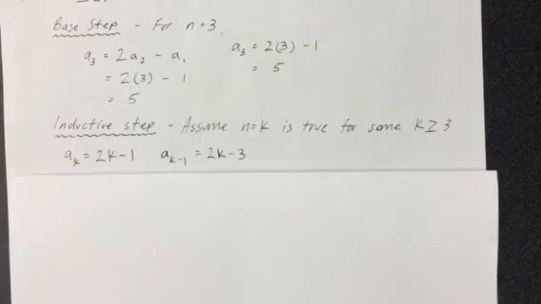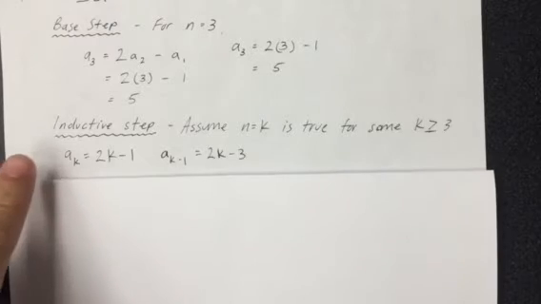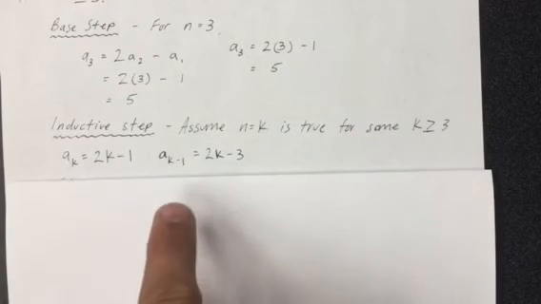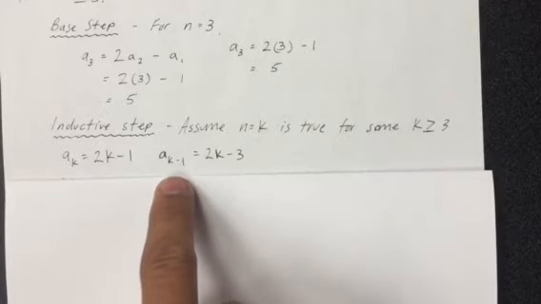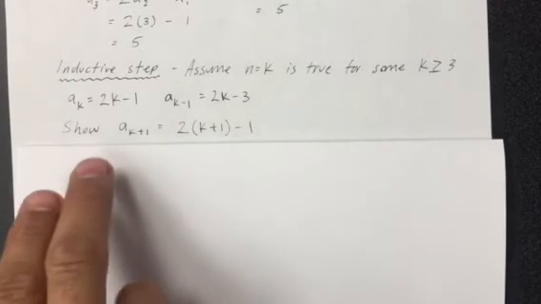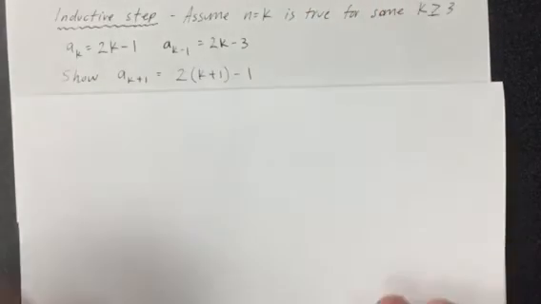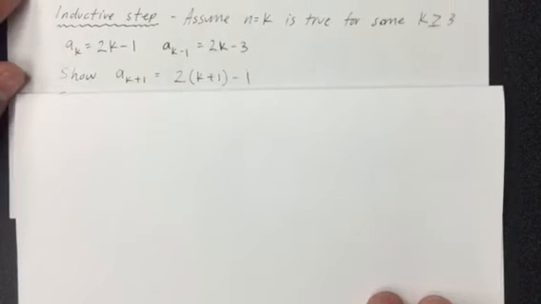So we're going to assume that n is equal to k, meaning k is some integer. And we're going to assume that the statement is true for k whenever k is greater than or equal to 3. And so here we have our S of n written in the form of S of k. And we've also given S of k minus 1, and we're going to see how that's going to help us in the next step. So we need to show that a sub k plus 1 is equal to 2 times the quantity k plus 1 minus 1. And once we've shown this, we've proven that our statement S of n is true for all n in the natural numbers. So here's how we're going to show that a sub k plus 1 is true.